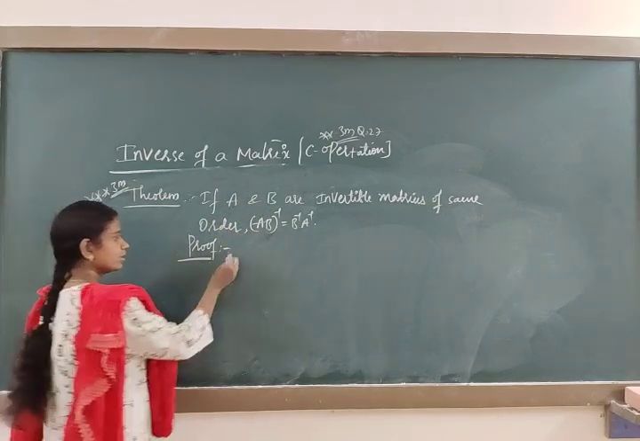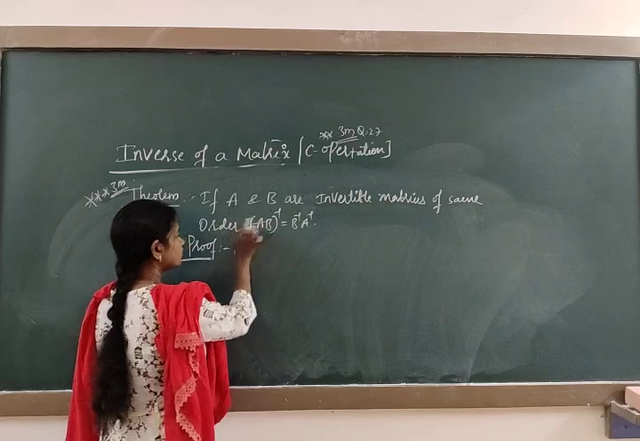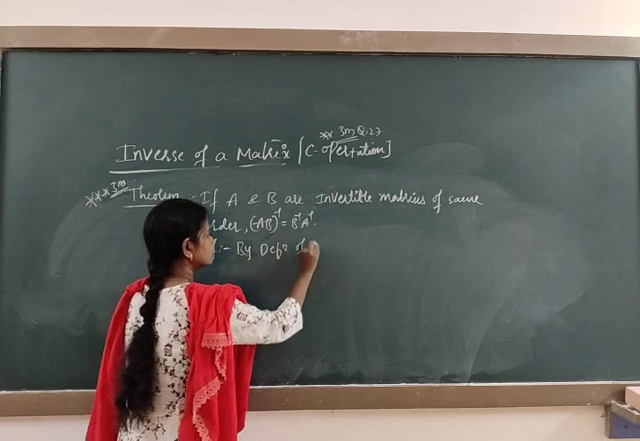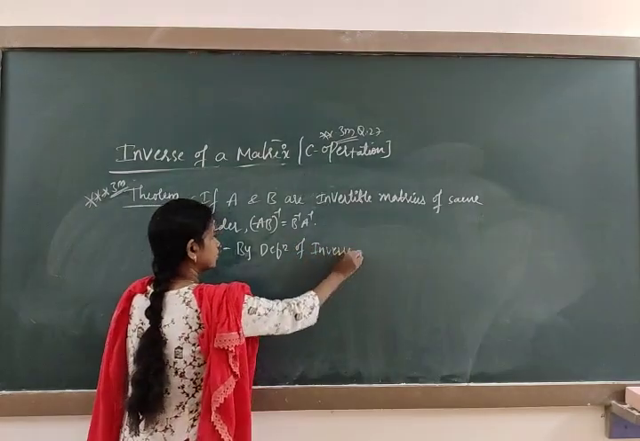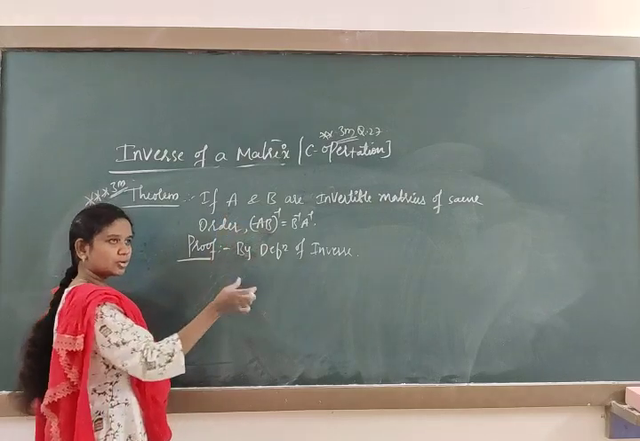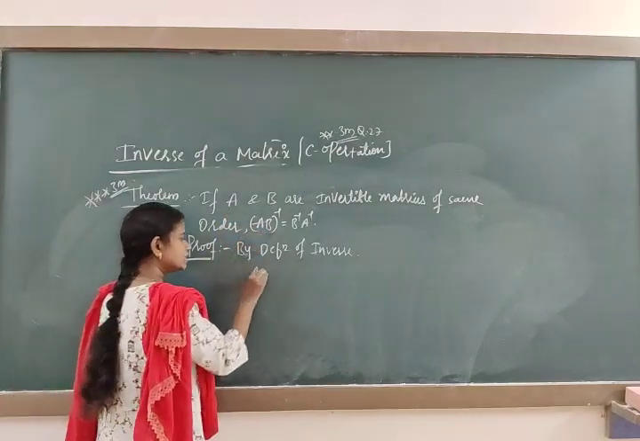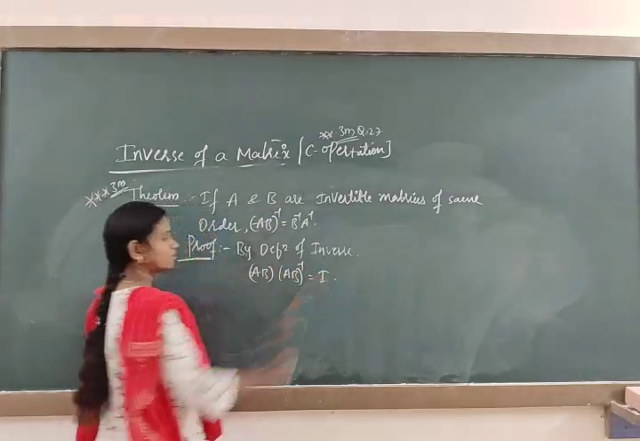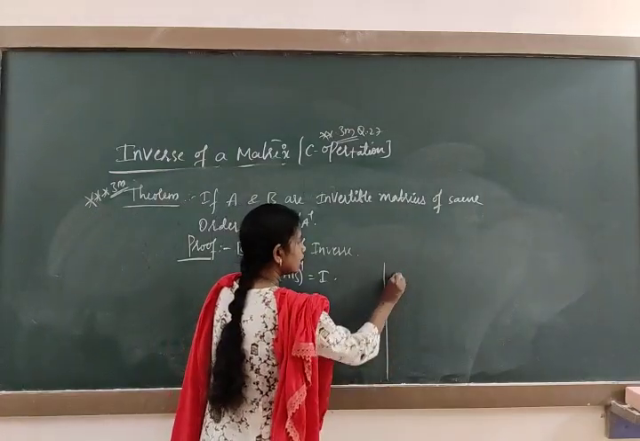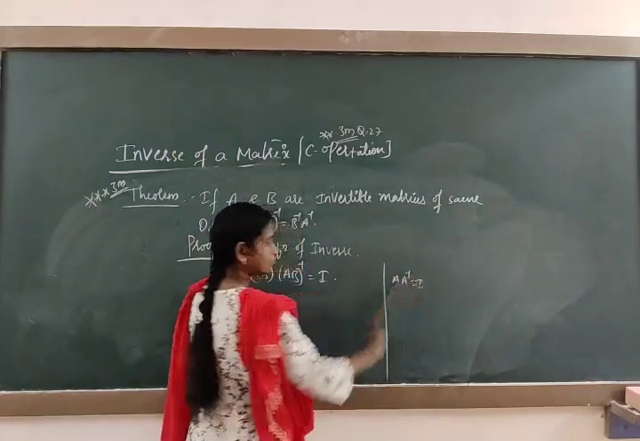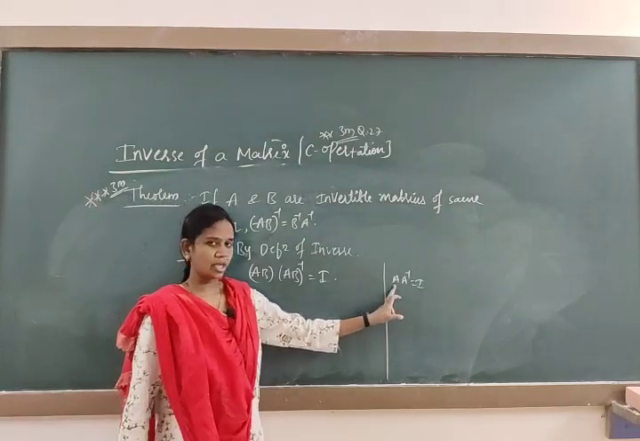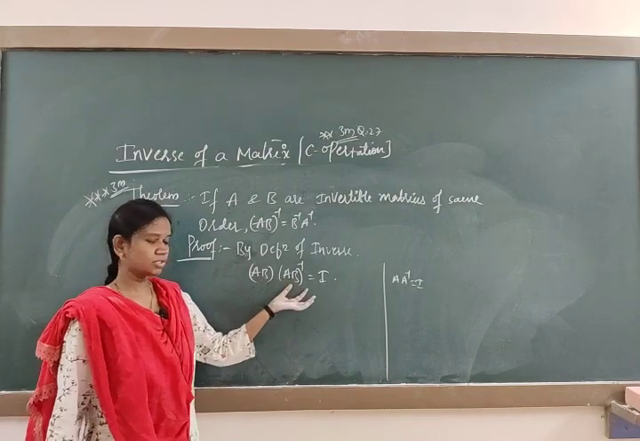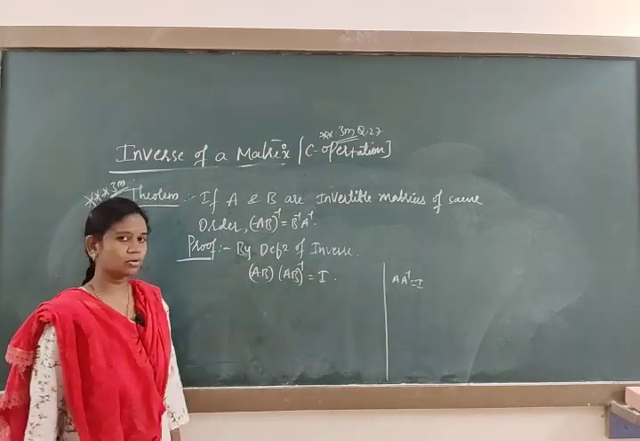Now, by the definition of inverse, instead of matrix A, our matrix itself is AB. If this is AB, its inverse, AB whole inverse, is equal to I, because what was the definition of inverse? A into A inverse is equal to I. If our matrix name was A, its inverse is A inverse. If our matrix name itself is AB, then AB into AB whole inverse is equal to I.